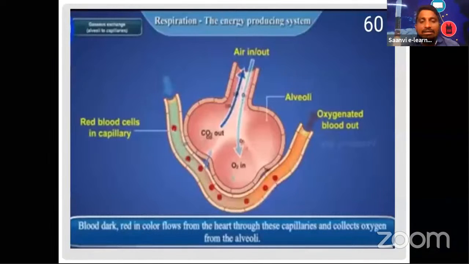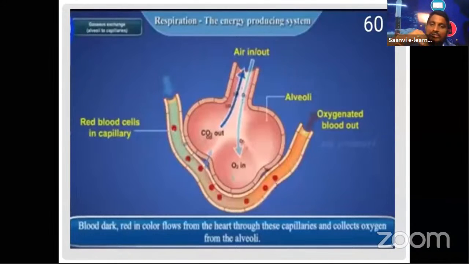Look at the screen. Air in and out: oxygen in, carbon dioxide out. It is clearly shown with arrow marks, light blue and thick blue. Oxygen in, light blue, and carbon dioxide out, thick blue. So this is the exchange of gases. And red blood cells in capillaries: blood is also a tissue that consists of a number of cells. Red blood cells are floating in the capillaries near the dome-shaped alveoli, and oxygenated blood goes out.